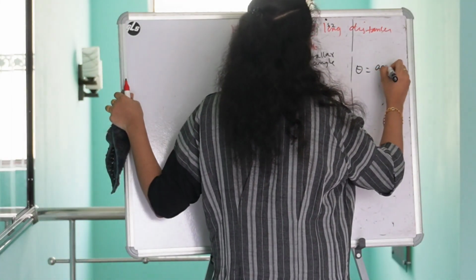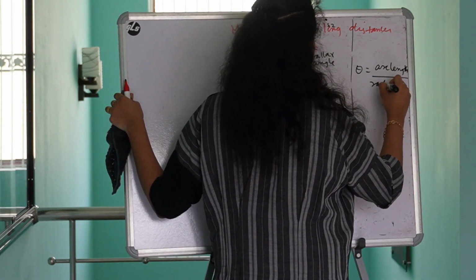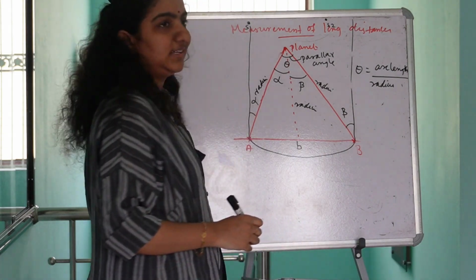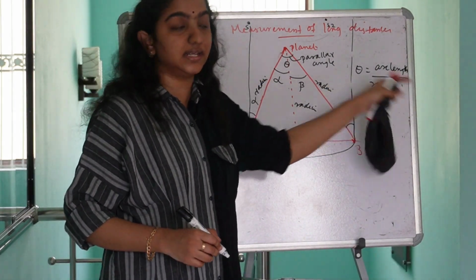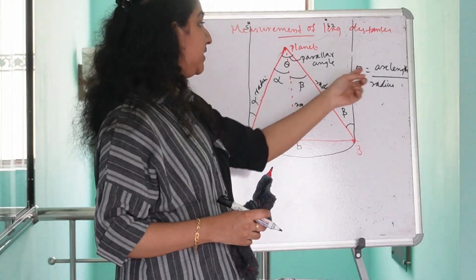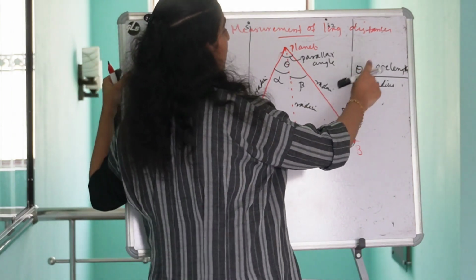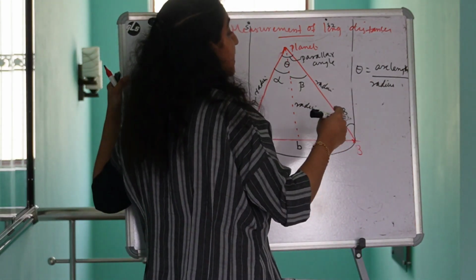Theta is equal to arc length divided by radius. Do you remember this? Yes, we have already discussed this in the very first session of this chapter. So theta is equal to arc length divided by radius.